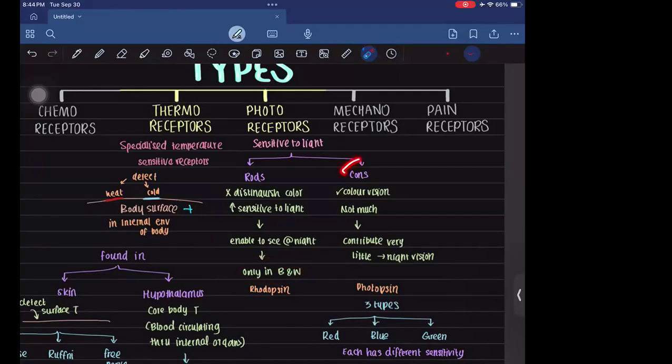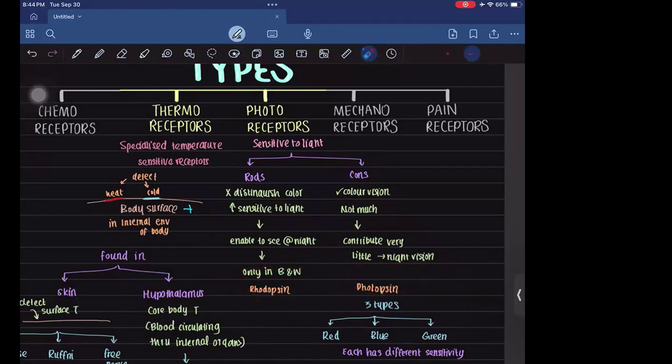On the other hand, the cones are not much sensitive to light. Even though they provide color vision, they are not much sensitive to light, and therefore they contribute very little to night vision. Then, what are the visual pigments present in each of these photoreceptors? In rods, the visual pigment is called rhodopsin. In cones, the visual pigment is called photopsin.